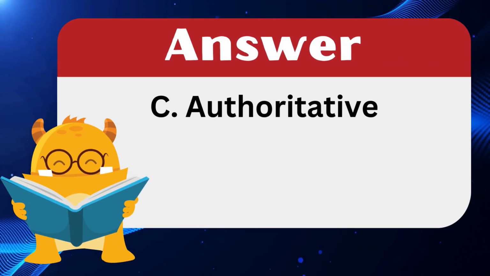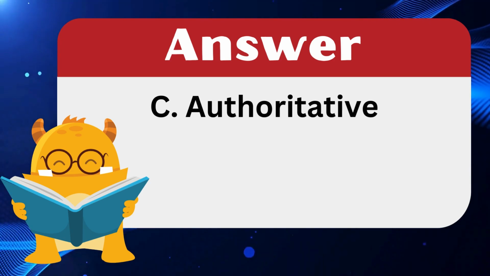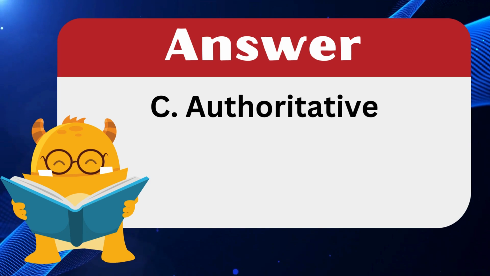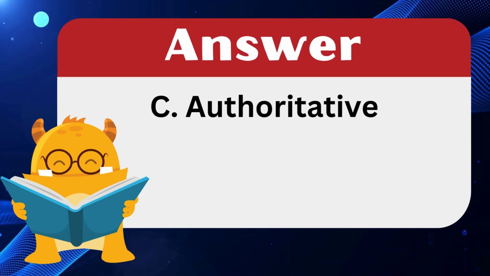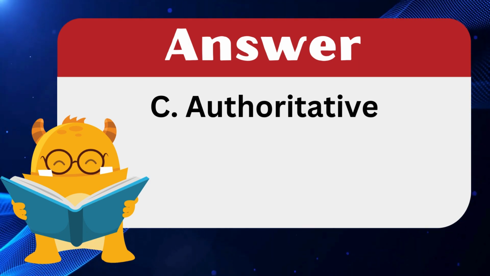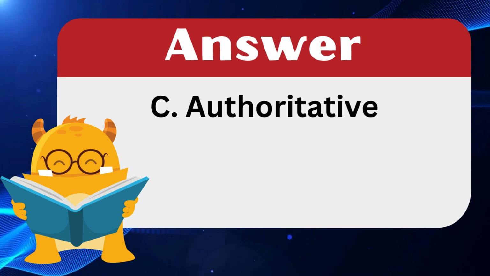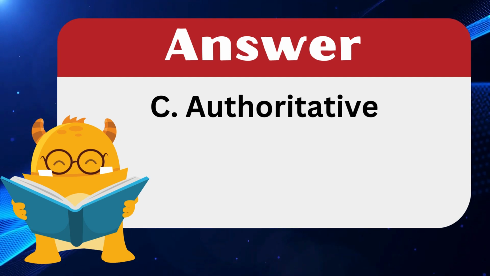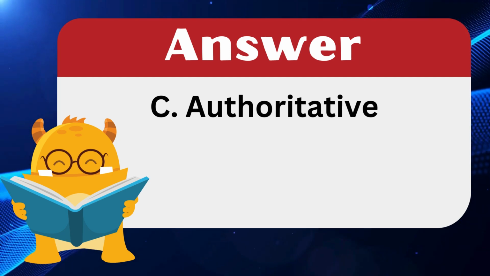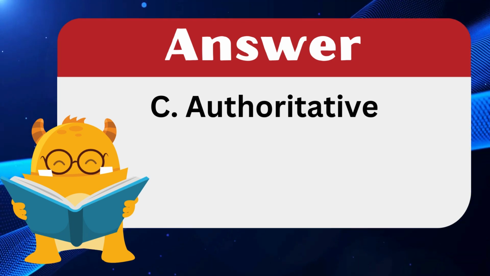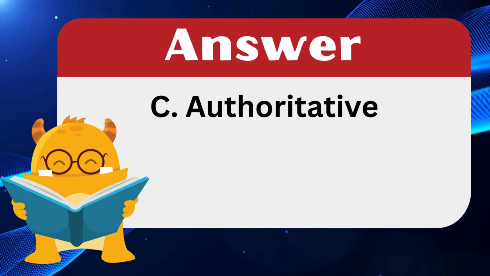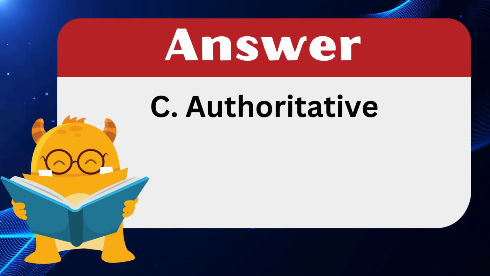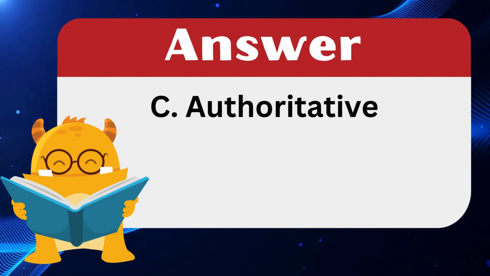C. Authoritative. The authoritative parenting style is characterized by being demanding yet responsive. This style creates a balanced environment where parents set clear expectations and rules while being responsive to their child's needs and providing warmth and support. It's an approach that combines discipline and guidance with an open line of communication, fostering independence, self-regulation, and social competence in children.